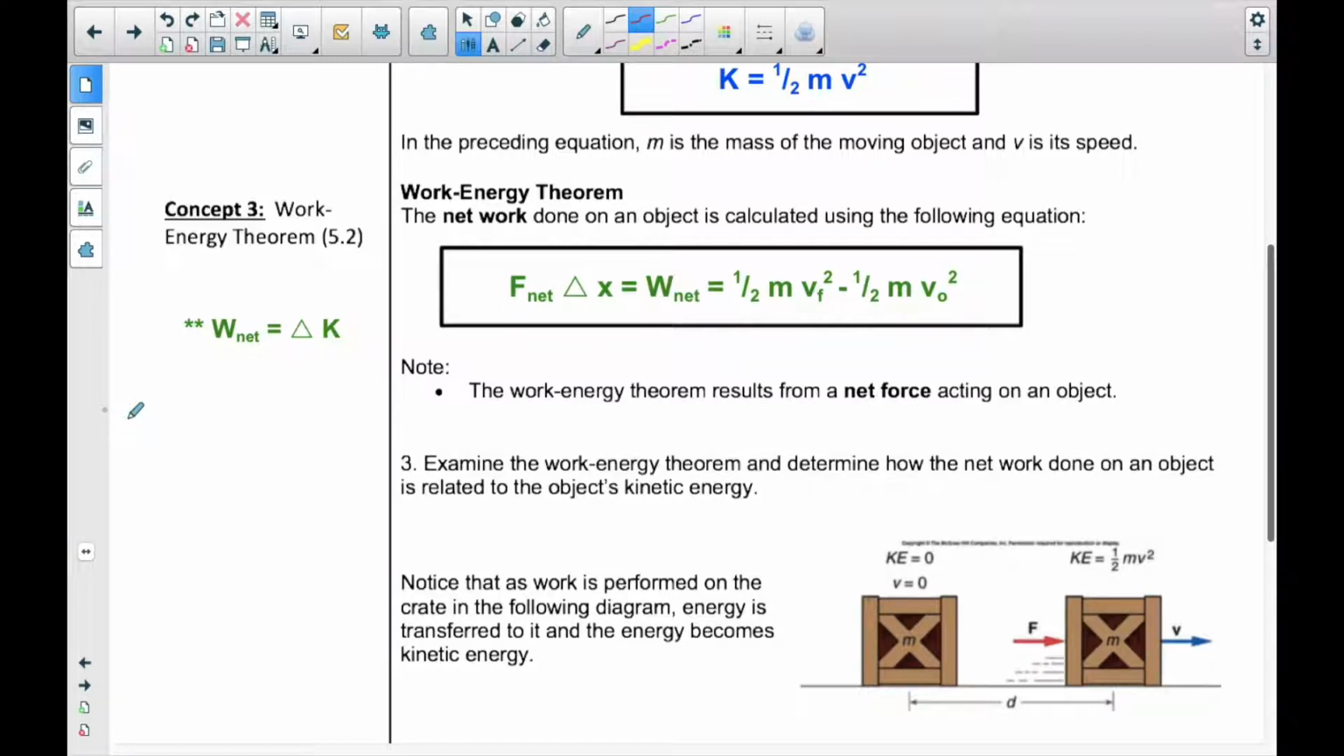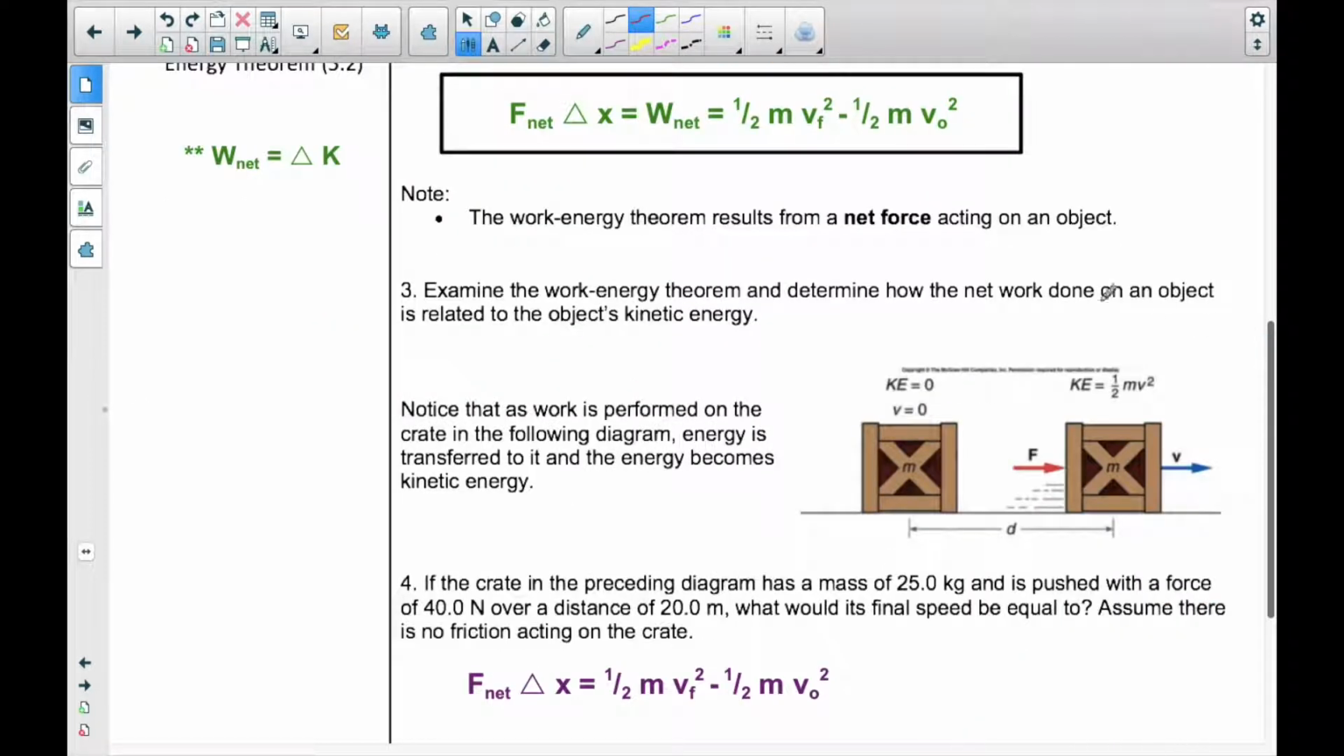Maybe you had work added to the system, or you had work that was lost from the system. That is a change in kinetic energy. And just a little note, it's kind of saying the same thing. The work energy theorem results from a net force acting on an object. Question 3 says, examine the work energy theorem and determine how the net work done on an object is related to the object's kinetic energy. Well, actually, that is where that comes in.